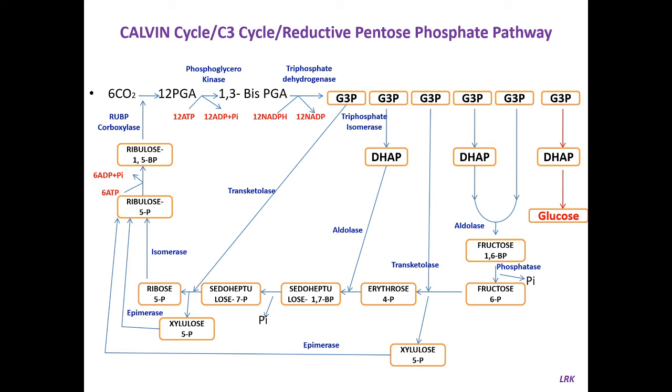So one glucose requires 6 carbon atoms. So out of 12 3-carbon compounds, we require only 2 3-carbon compounds to produce one glucose molecule, and the remaining 10 regenerate the ribulose 1,5-bisphosphate. So this is known as the Calvin cycle. Here a total of 18 ATP and 12 NADPH are utilized for the formation of one glucose molecule. This is the Calvin cycle.